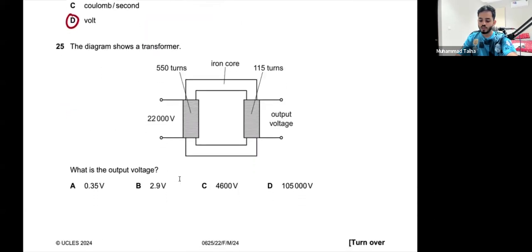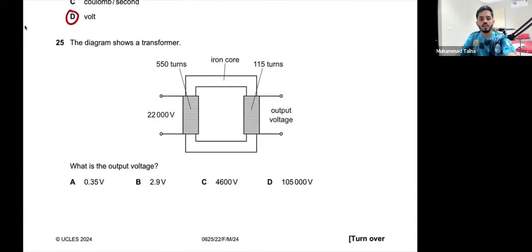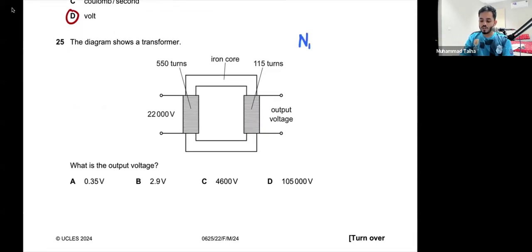The diagram shows a transformer, and then you have a diagram related to the transformer. What is the output voltage? So you have the number of turns, so finding the output voltage is not very difficult, really. You can use the turns ratio equation, which says that the number of turns on the primary over the number of turns on the secondary would equal the voltage of the primary over the voltage on the secondary.